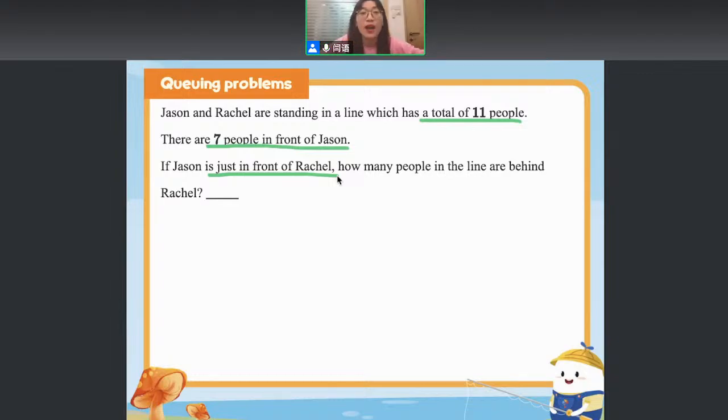And then, how many people in the line are behind Rachel? Okay, so here, everyone, could you please let me know your answer? What is your answer here? How many people in the line are behind Rachel? 2. Okay, Vivi says 2. Okay, Zhida says 2. What about others? How many? 3, 2. Oh, again, different answers.